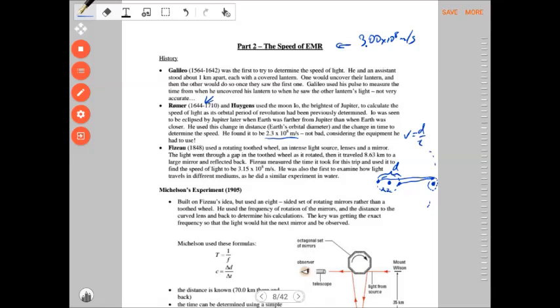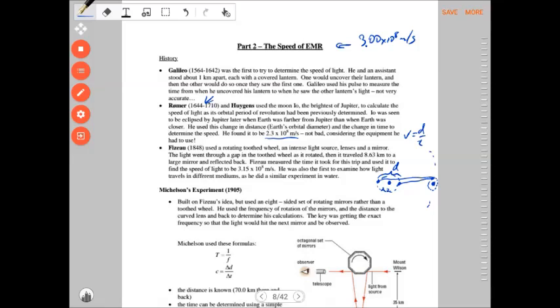Then we have this guy named Fizeau. In 1848, he used a rotating tooth mirror with an intense light source, lenses, and another mirror. Tooth wheel, intense light source, lenses, and a mirror. The light went through the gap in the tooth wheel as it rotated, and it then traveled 8.63 kilometers to a large mirror and then reflected back. Fizeau measured the time it took for this trip and used it to find the speed of light to be 3.15 times 10 to the 8th meters per second.